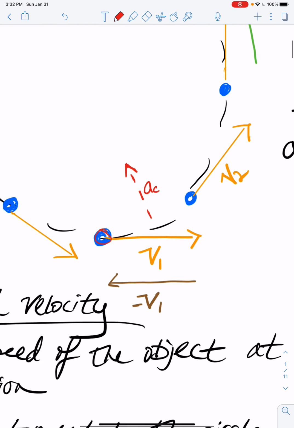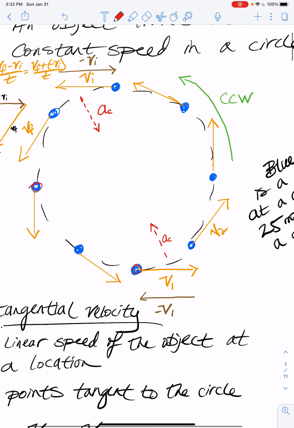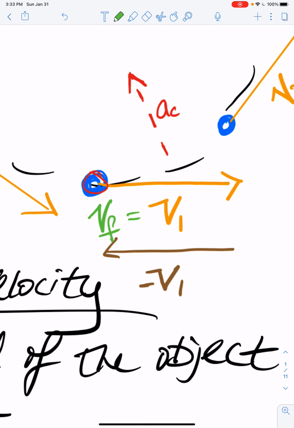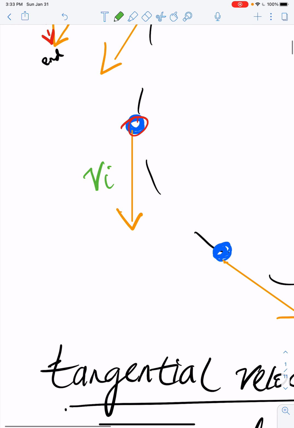Maybe I should give these new names if I do this. Yeah, I'll just give them new names right now because otherwise I think it's going to be confusing. I'm going to call this VF now. I'm going to call this VI over here. So this will be my VF pointed right, and my VI will be right here.